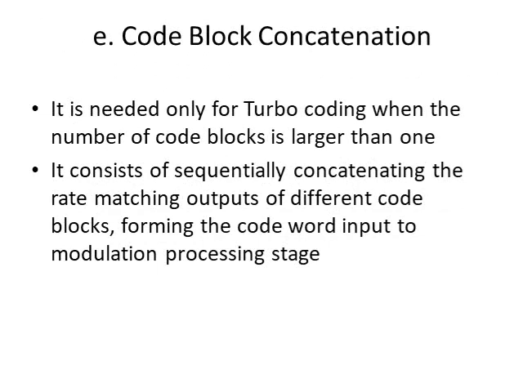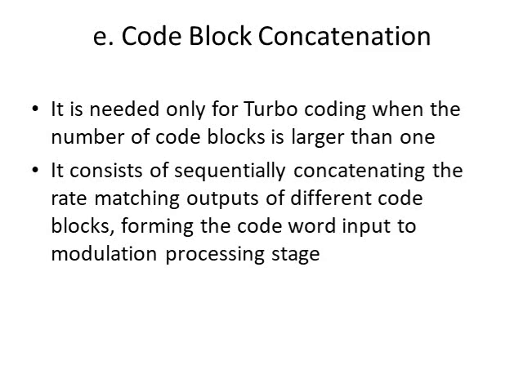The last block in channel coding processing is code block concatenation. Concatenation is generally required only if we are using turbo coding, because the number of code blocks in turbo coding is generally larger than 1. In the concatenation stage, all the coded blocks received from the rate matching block are concatenated to form a code word, and this code word acts as the input to the modulation processing stage.